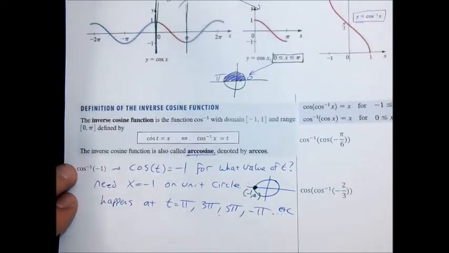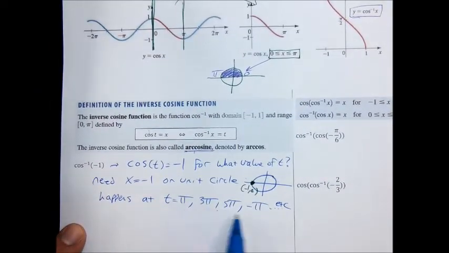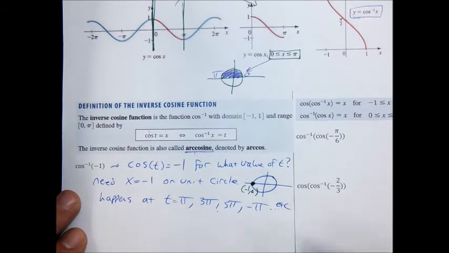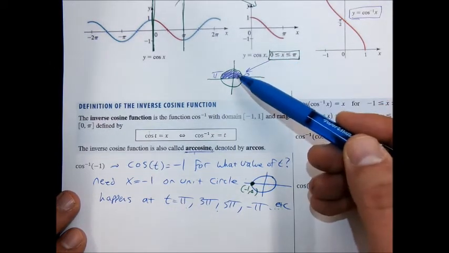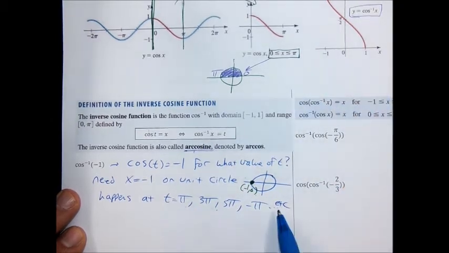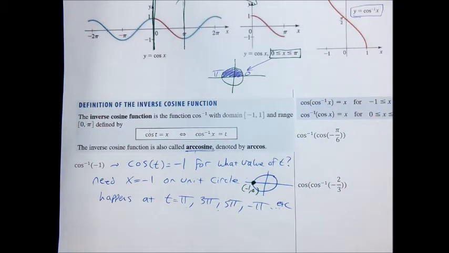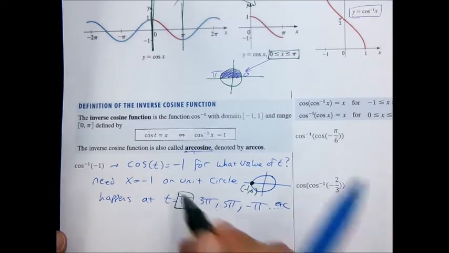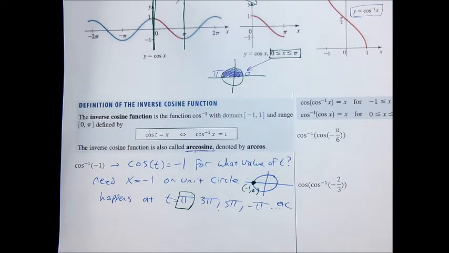And so those are our options, right? These are all the things that give us a -1 x value. But we want to choose the one that's on the top half of the unit circle between 0 and pi. And so which one of those is between 0 and pi? It's the pi one, right? This is the one that's between 0 and pi. And so that's the one we choose.